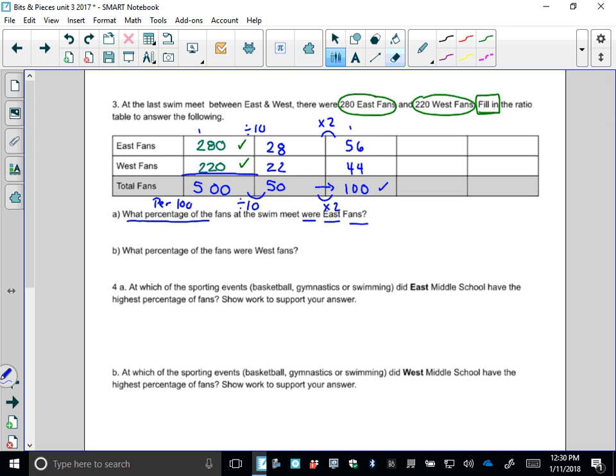So what this tells me is, of the East fans, which is the top row here, 56%, or of all the fans, 56% of them were from East High. And so that means 44% were West fans.